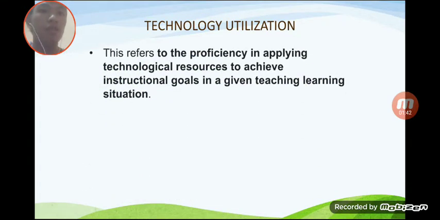The first one is, what is technology utilization? This refers to the proficiency in applying technological resources to achieve instructional goals in a given teaching learning situation.